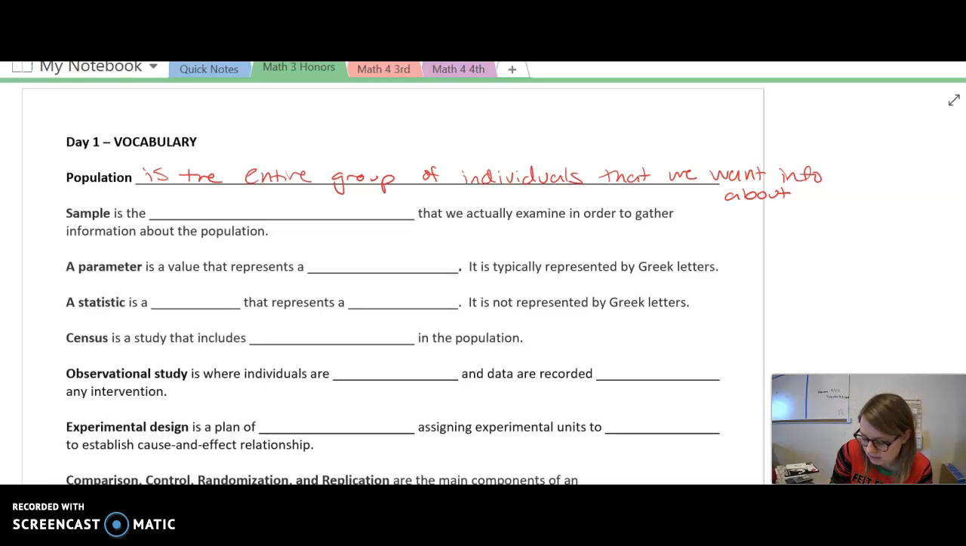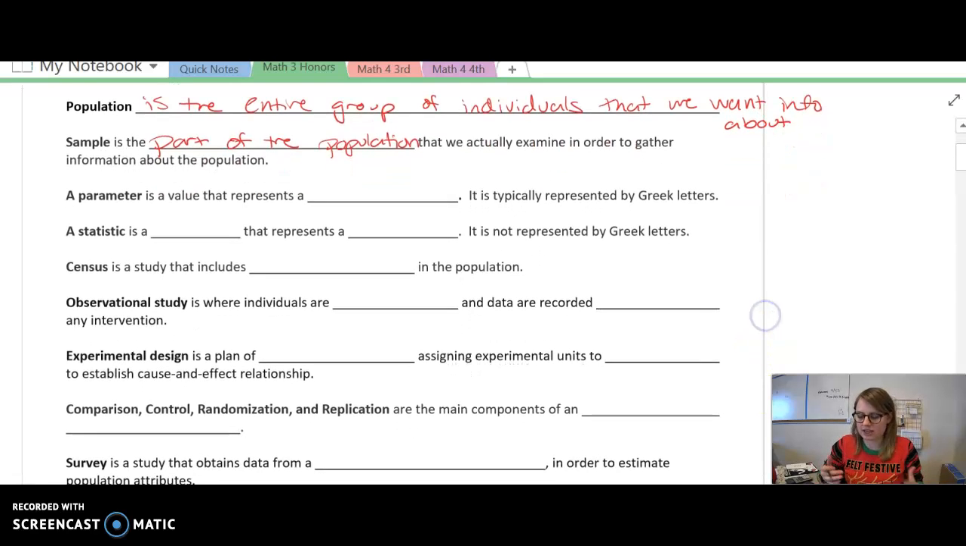Same with sample. This is another important term. So sample is the part of the population that we actually examine in order to gather information about. So this is a part of the group that we will take information from.